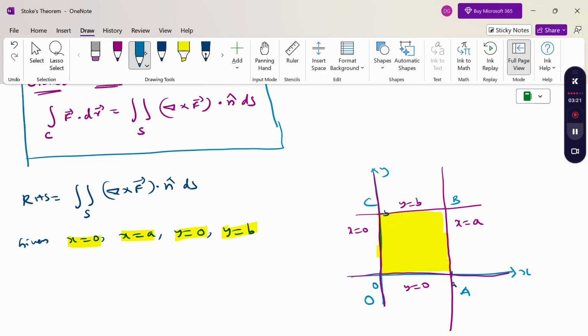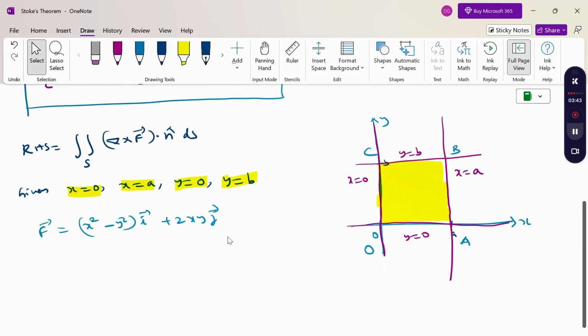Now first of all, to find del cross F vector, the given F vector is F vector equal to (x square minus y square) i vector plus 2xy j vector. To find del cross F vector, which is curl F vector, we write i vector, j vector, k vector.